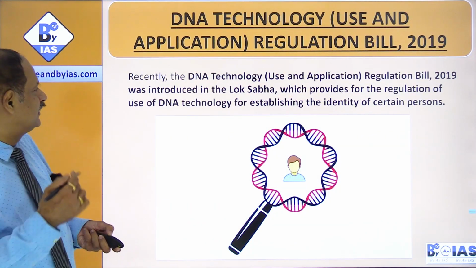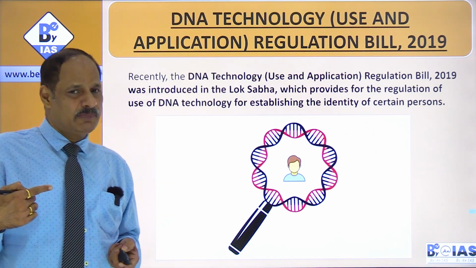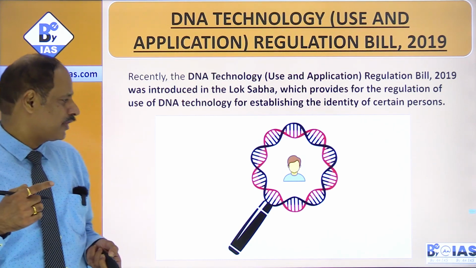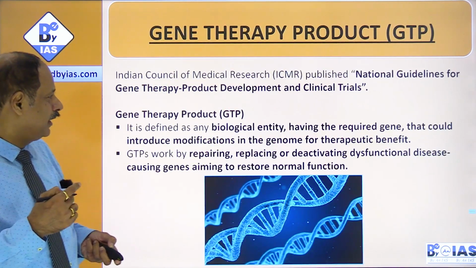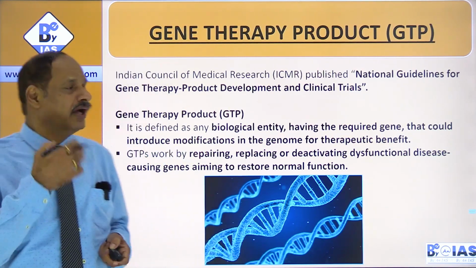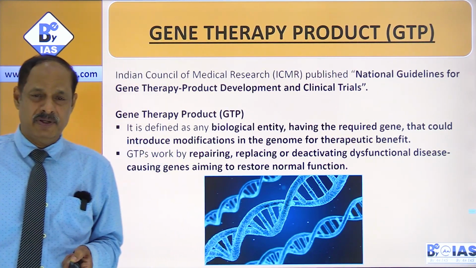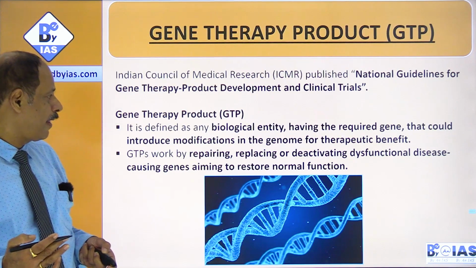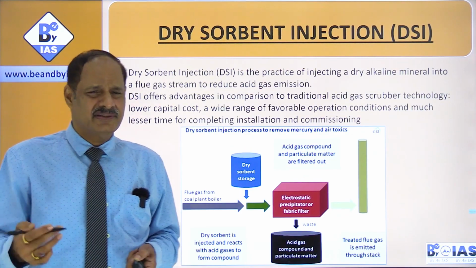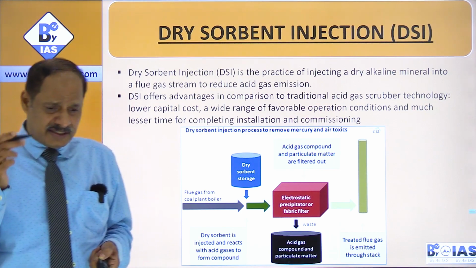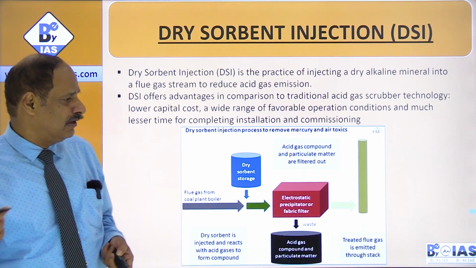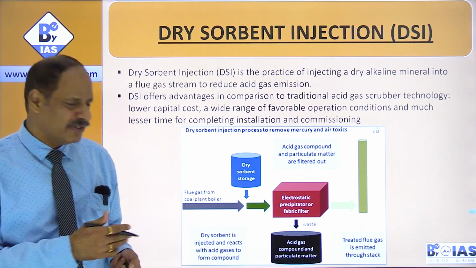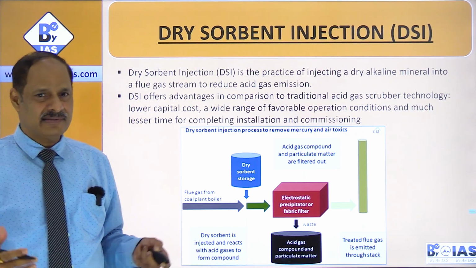The DNA Technology and Application Regulation Bill has also been in discussion in government quarters and at various medical institutes. And then gene therapy product: ICMR recently published national guidelines on gene therapy. This has also been in the news and becomes very important from the examination point of view. And then dry sorbent injection is nothing but a way of injecting dry alkaline minerals into a flue gas stream to reduce the gas emission. This is a new technology that is still in trials.